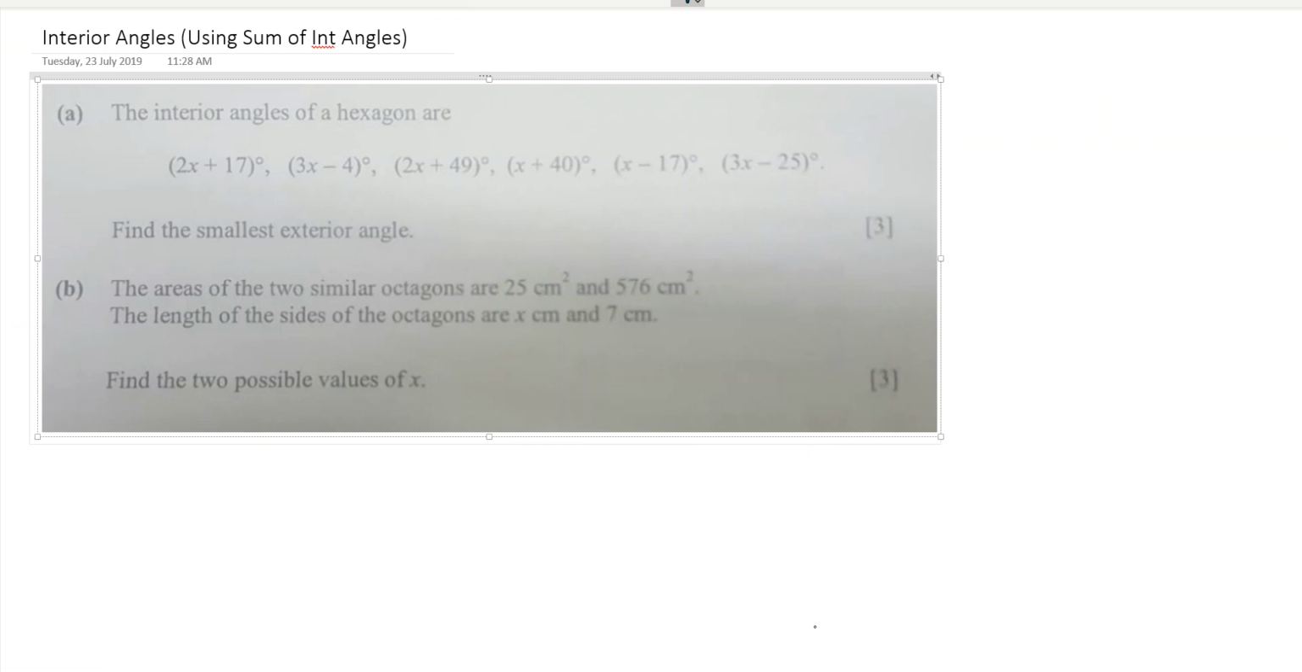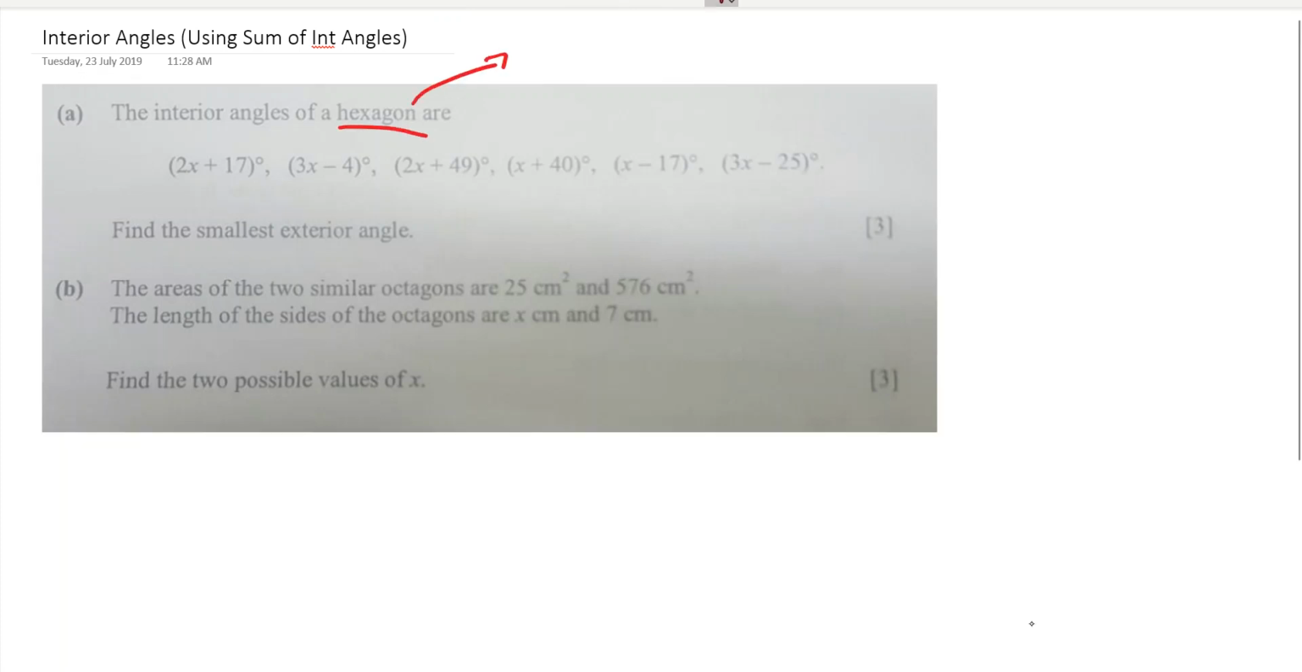Alright, I received a question from a student last night about this question. He is in Sec 4, and like I said in my previous video, a lot of students forget how to do interior and exterior angle questions when they come up again in Sec 4. Okay, so number one, the interior angle of a hexagon.